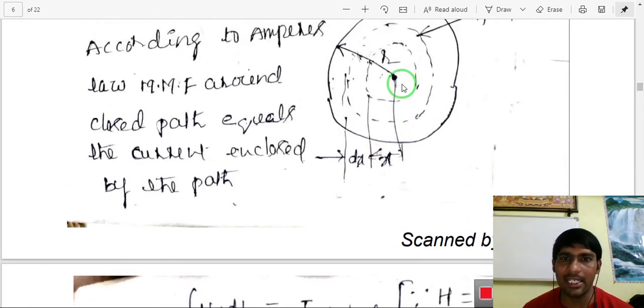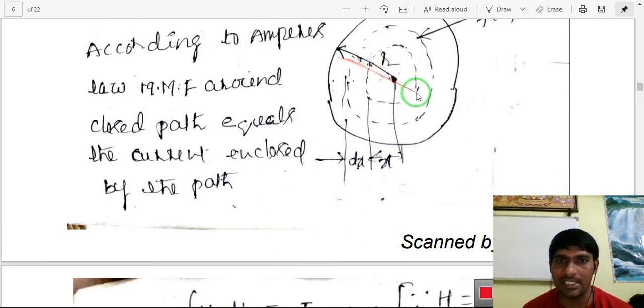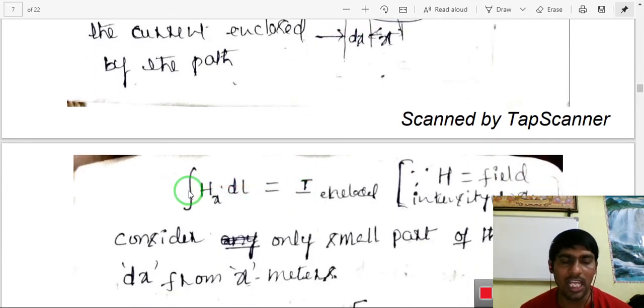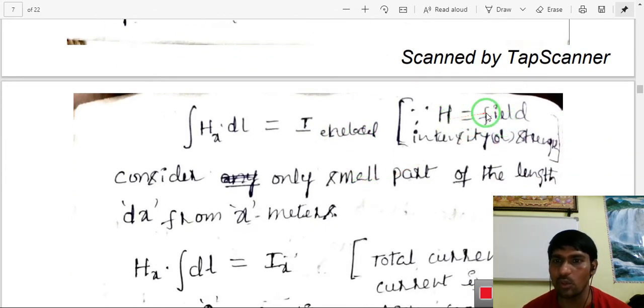So here I can take the radius as r, and we can consider a small distance dx, at a distance x meters. For this we know Ampere's law: integral H dot dl equals I. For a small distance, I can consider the x value. So integral H_x dot dl equals I for a closed conductor, where H is the field intensity or field strength.